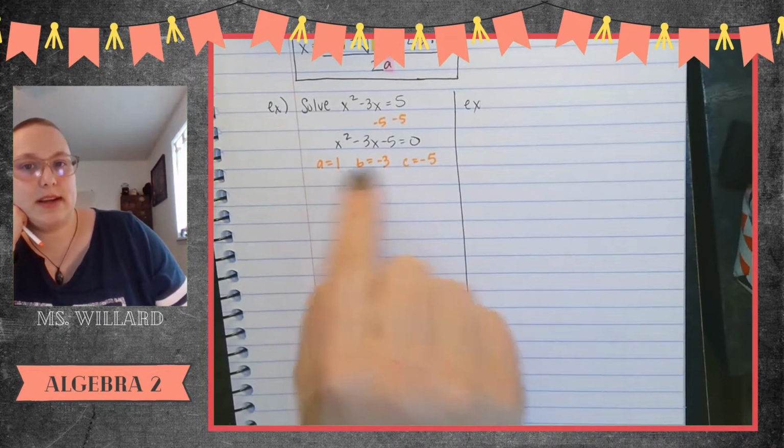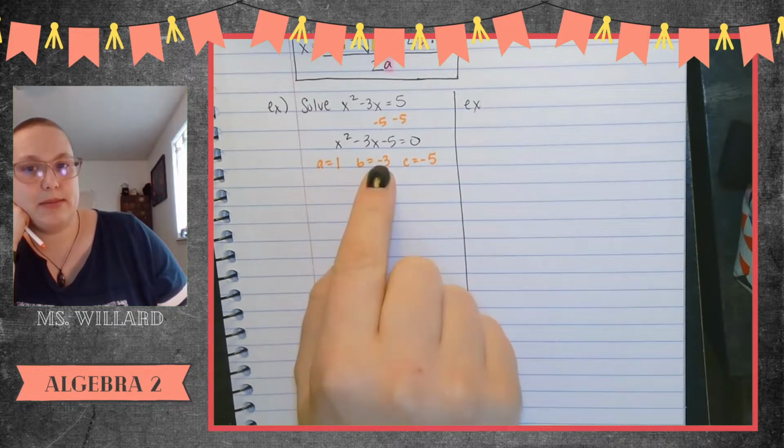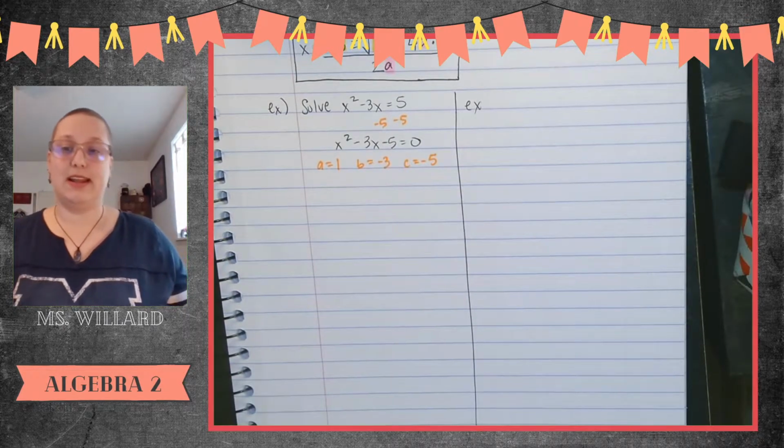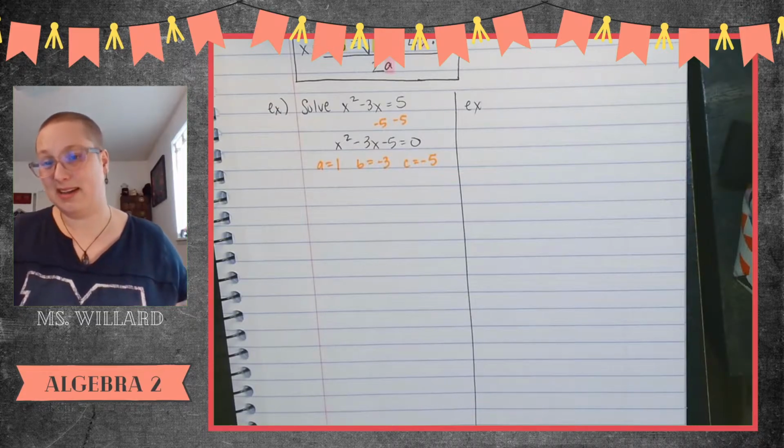So this is my quadratic formula setup. I have a equals 1 because there's no number there. b is negative 3, from in front of the x, and c is negative 5. Notice that a is always in front of x squared, b is always in front of x, and c doesn't have an x by it. That's important.